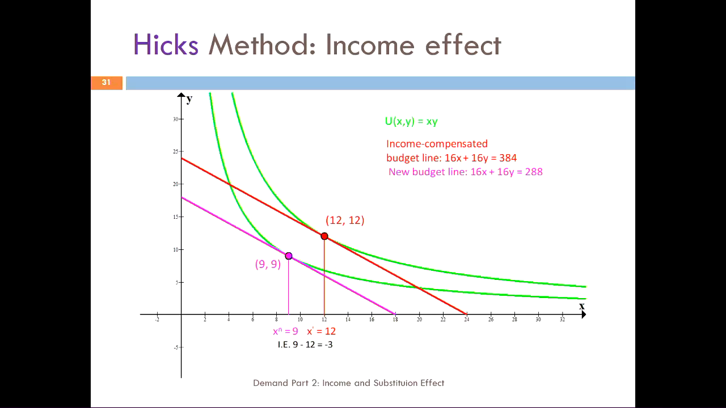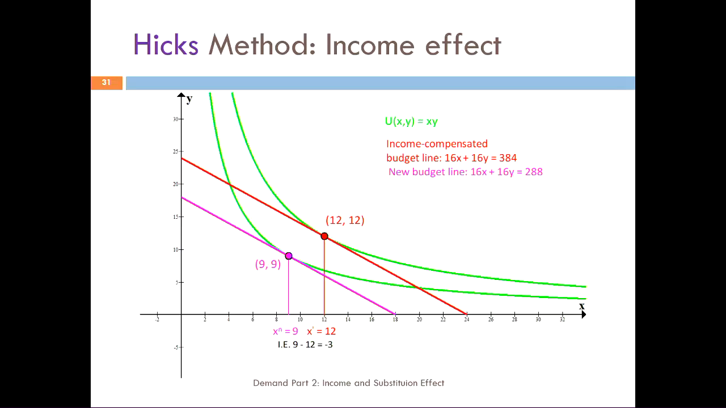And then, likewise, going from the income compensated demand curve to the actual new demand curve, we're shifting the budget line down in parallel. So there's no change in relative prices, so there's no substitution effect. This is all income effect. So the fall in demand going from 12 to 9, that's the income effect. Notice in this example, by the way, that when the price of X went up, the demand for X went down from the income effect.